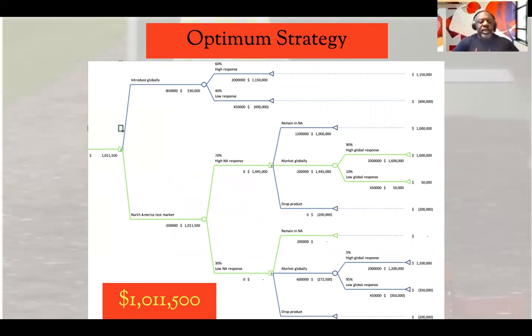So as you can see in the green, the optimum strategy is to go in North America with understanding that if the response is low, we will stay in North America to minimize our exposure. And if the response is high, we will continue to market globally with an additional cost of $200,000 to maximize our optimum output right north of $1 million.